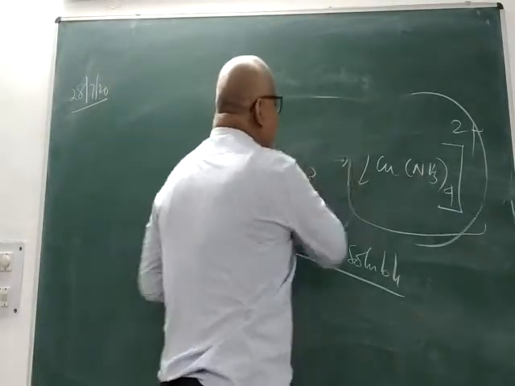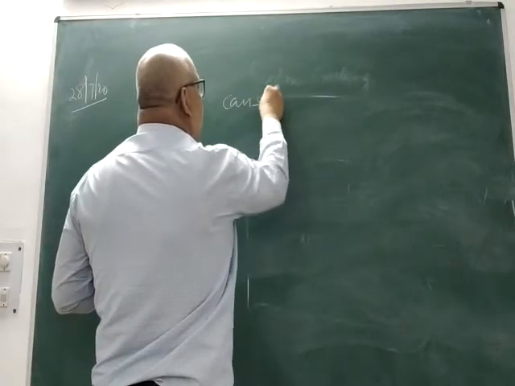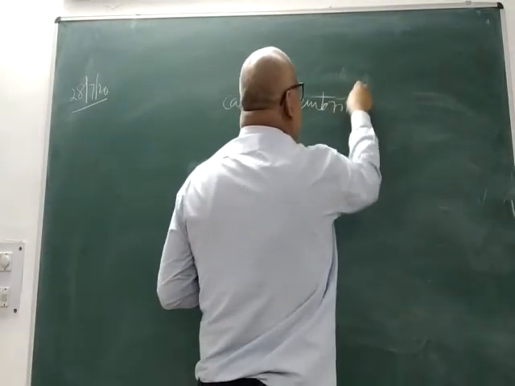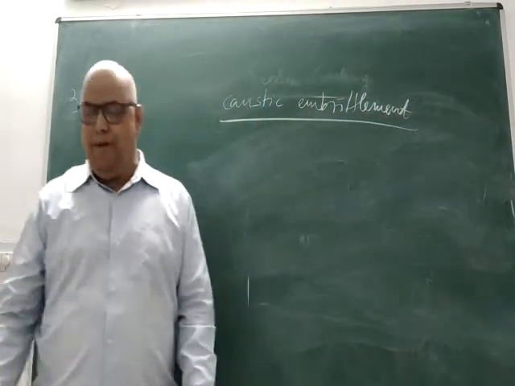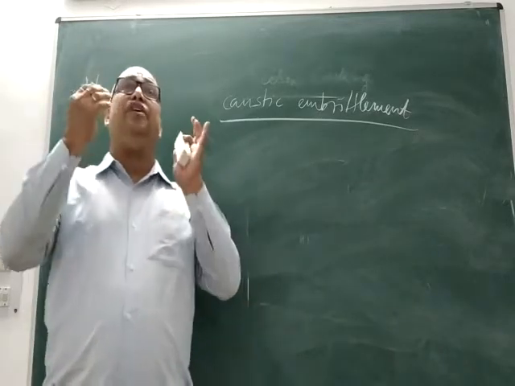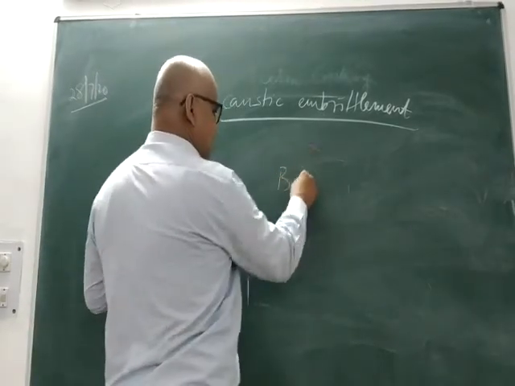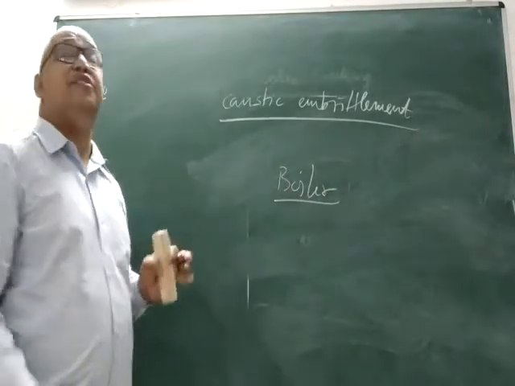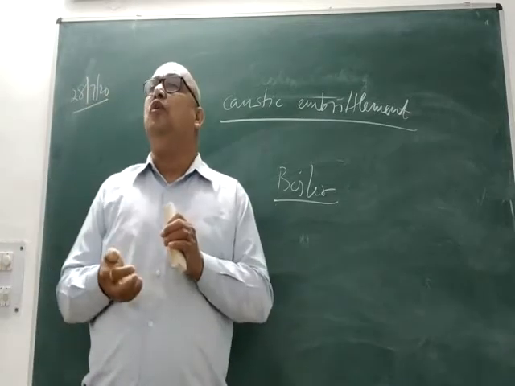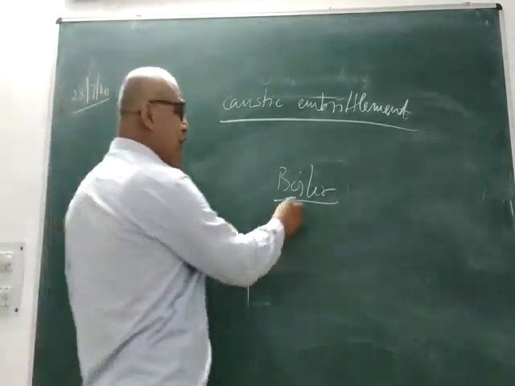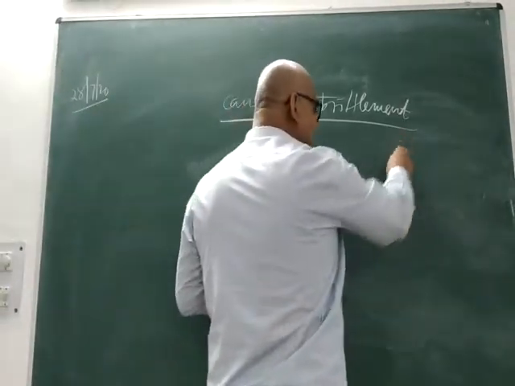Now we will be talking on caustic embrittlement. This is a special type of stress corrosion which has very industrial implications all over the world. You know a boiler? A boiler is a device which is used to produce steam and ultimately to generate electricity. Therefore, the raw material we are going to use in the boiler will be water.